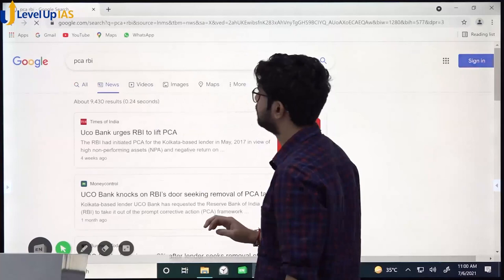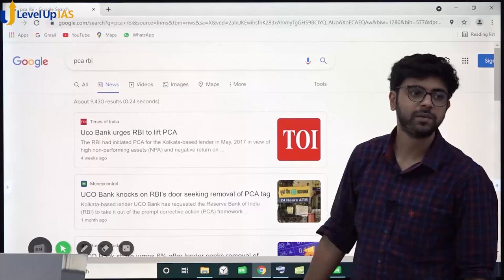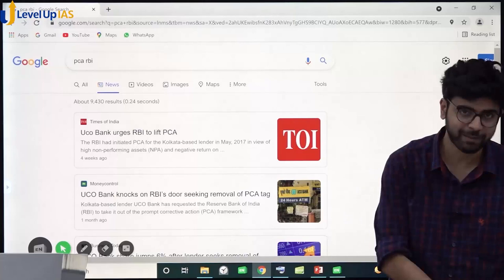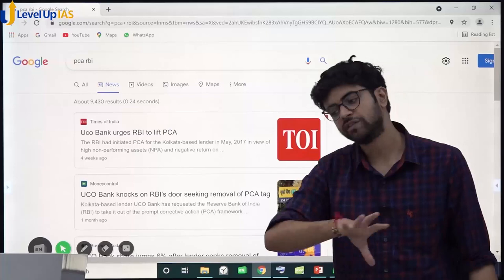News. UCO Bank urges RBI to lift PCA. What does this mean? UCO Bank wants its freedom back. UCO Bank says, please remove me out of PCA. This is a framework. When UCO Bank goes in that framework, it means RBI has a lot of restrictions on it. You cannot give big loans. You cannot do this. You cannot do that. Okay?